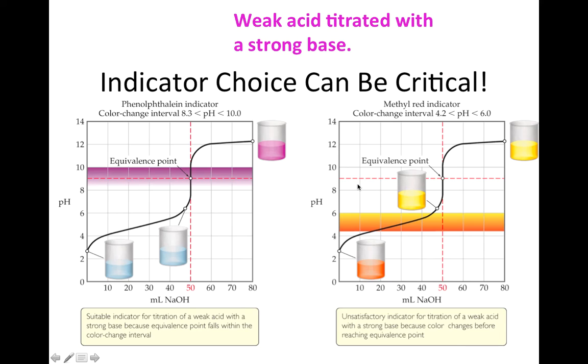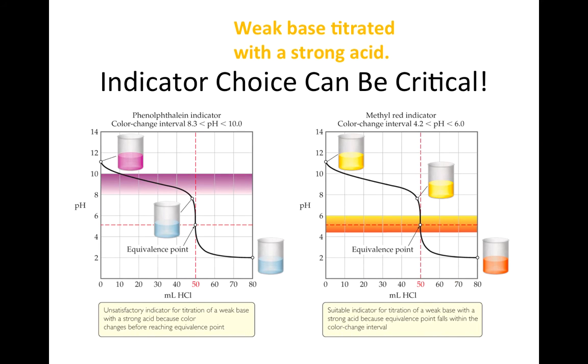So this indicator dye would give us no useful information about what the concentration of the acid was in the original sample of analyte. Whereas this, if we stop the titration correctly and we stop it right here at 50 milliliters, we're going to be able to figure out what was in our original analyte. Another example is this weak base titrated with a strong acid.